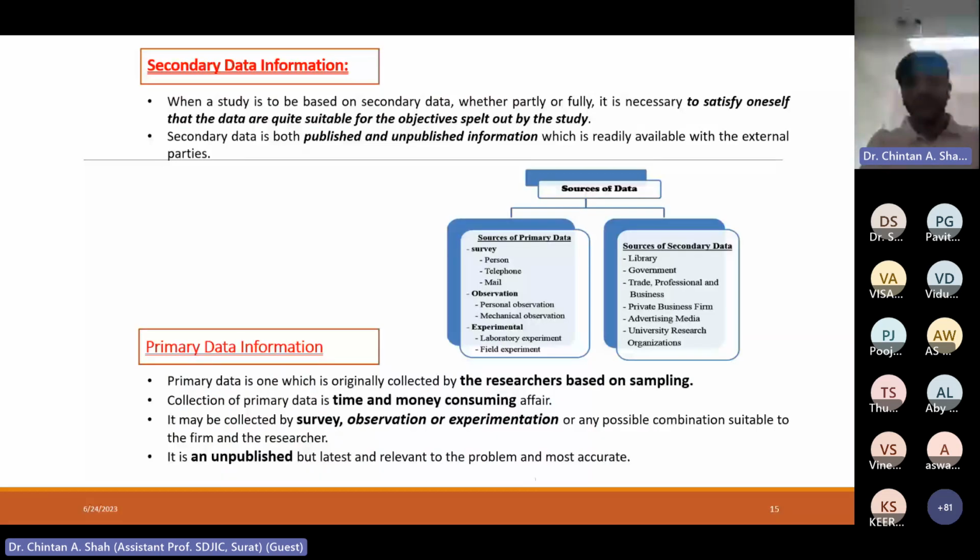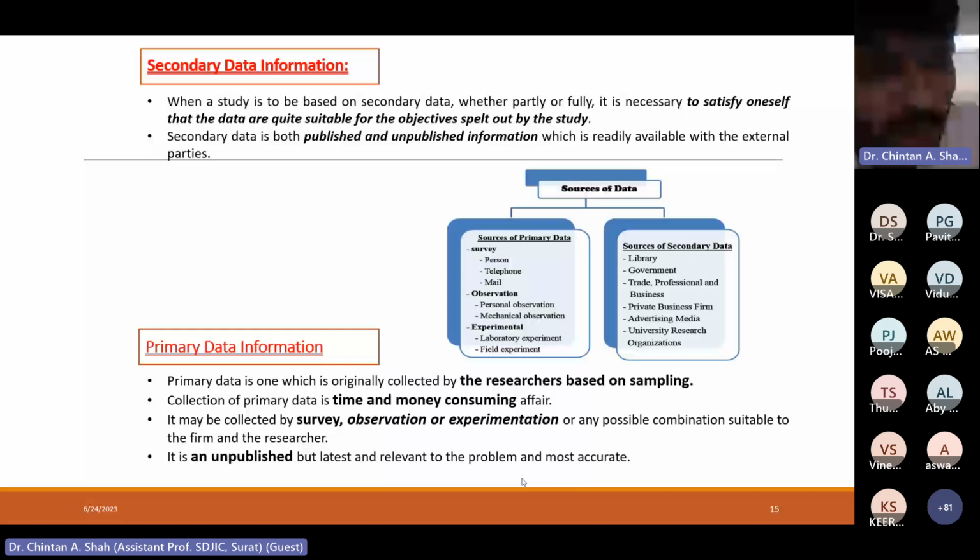The sources of information available: primary data and secondary data. I'm not going to discuss them, because most of the people are aware of primary data and secondary data. Secondary data are already published data, and primary data are where a researcher tries to explore fresh information through a questionnaire or survey form, and you can collect the most accurate information through primary data.